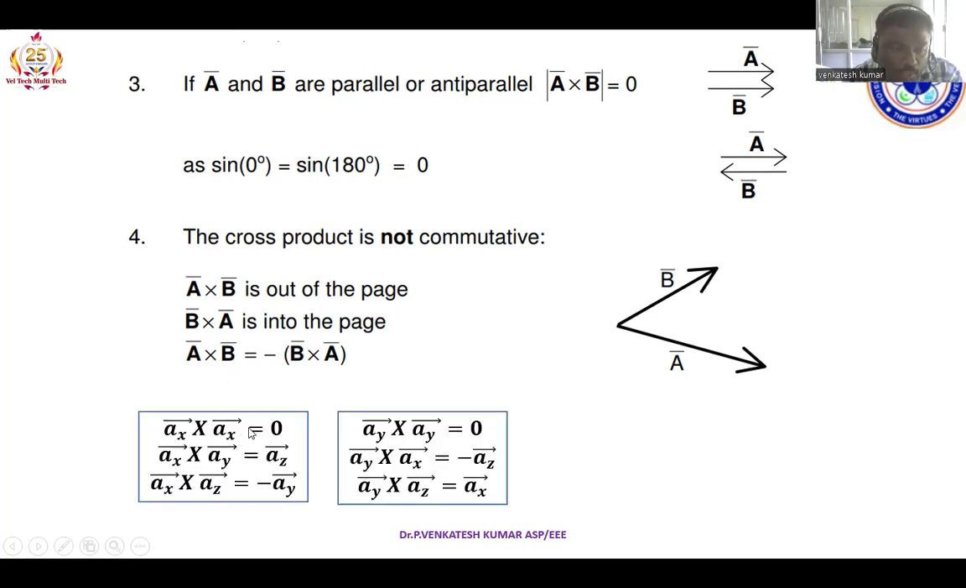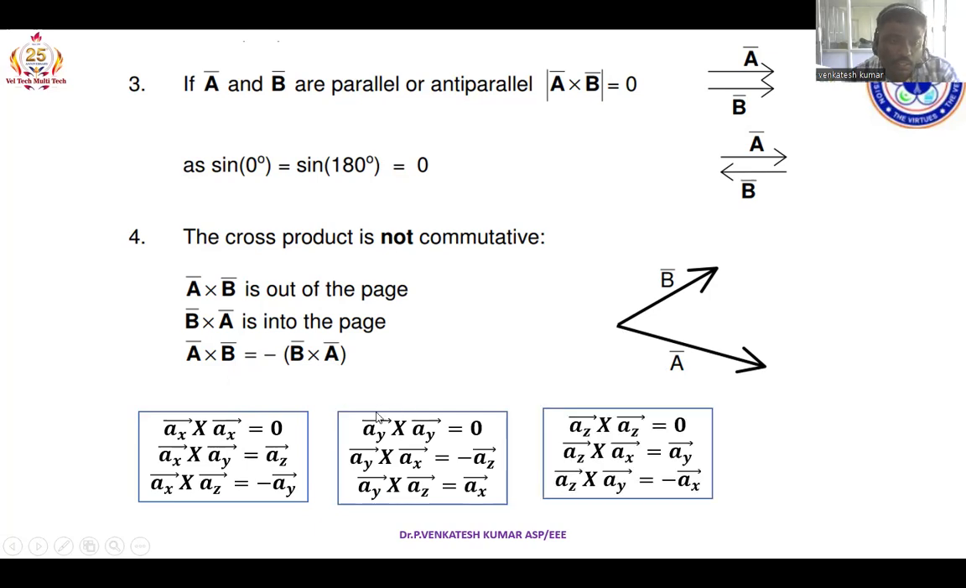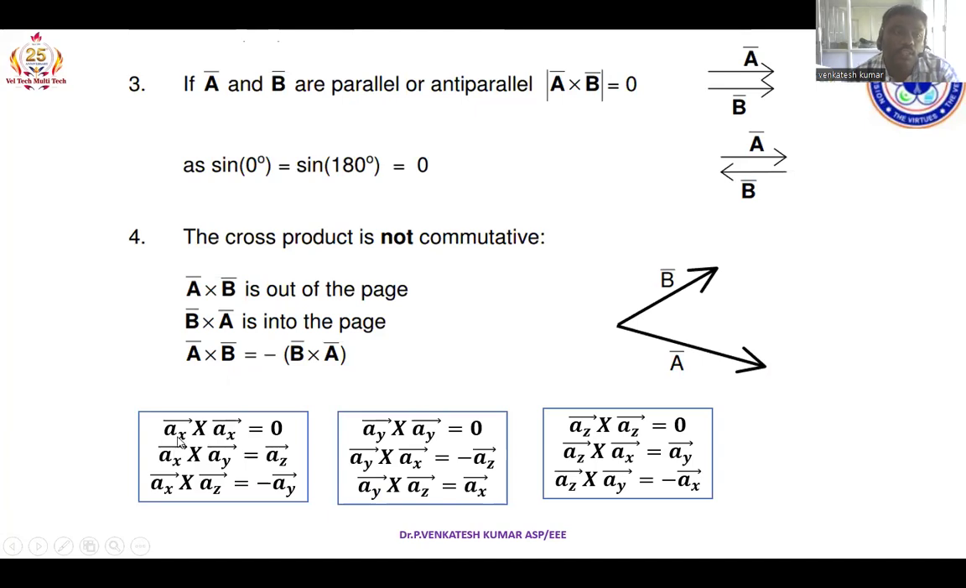Just remember these things: Ax vector cross product Ax vector is 0, but in scalar, Ax dot Ax vector is 1.